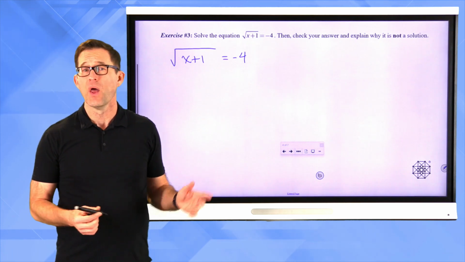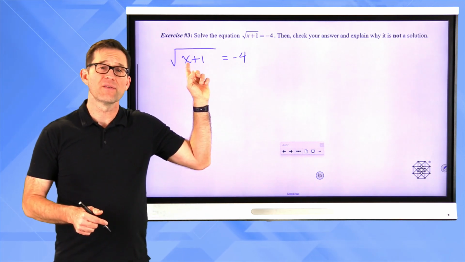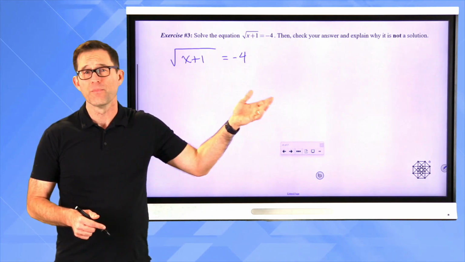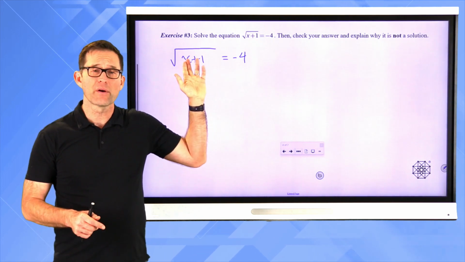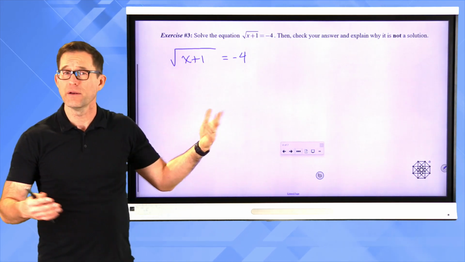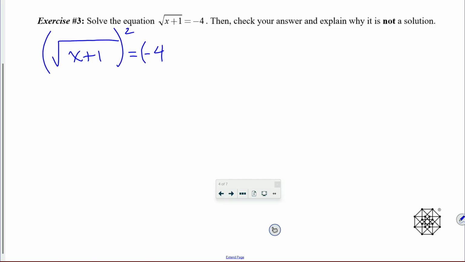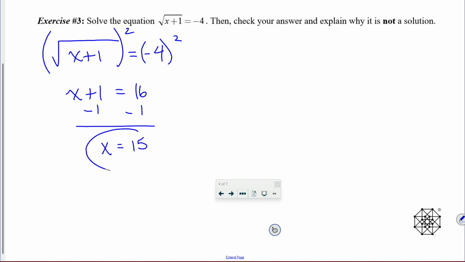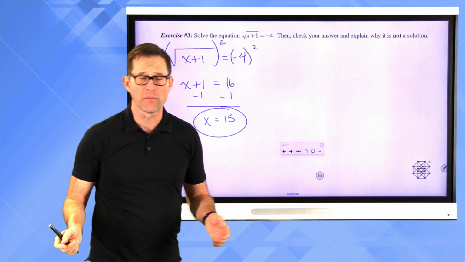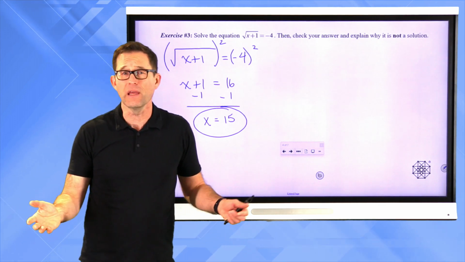All right, well, again, I've taken x, I've added 1, I've taken the square root, and I've gotten -4. So I'm going to undo that by squaring both sides and then subtracting 1, and we'll have it, right? So let's take this, square both sides. -4 times -4 is 16. I'll subtract 1 from both sides. And doing everything that I did in the last problem, I end up getting 15.